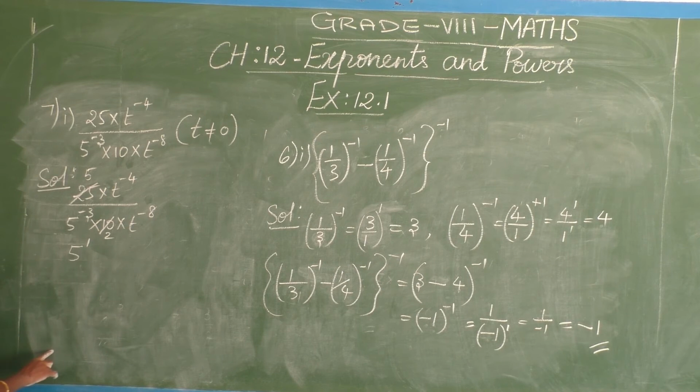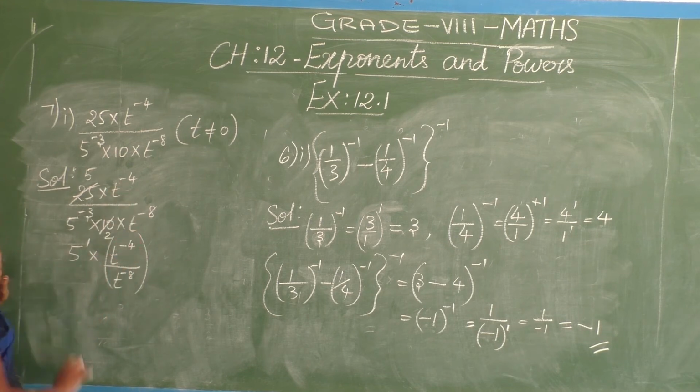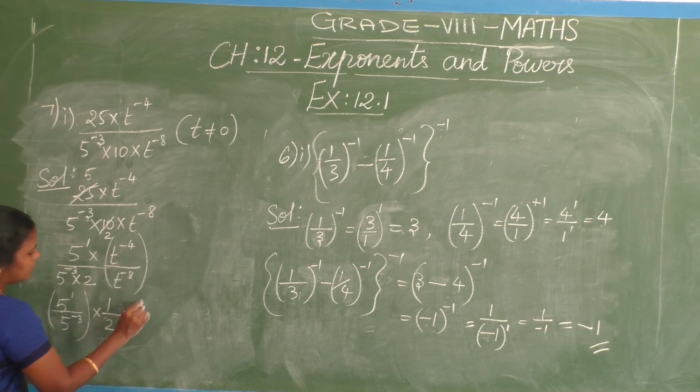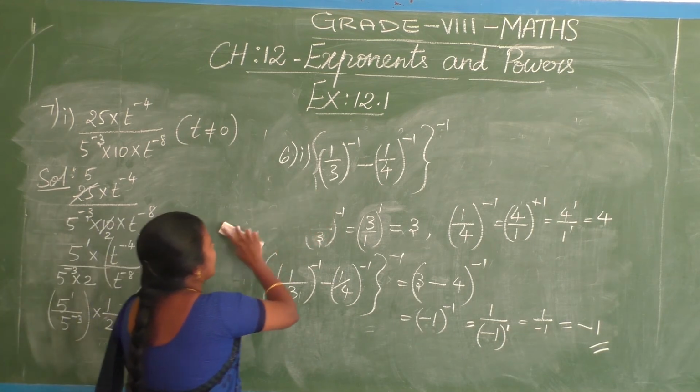This 5 can be written as 5^+1, into this, the t terms can be taken together: t^-4 divided by t^-8. The bases are the same in division. Okay, come to here, which I left, that is number 2. Here 5^-3 into 2 is coming. Clear? Now 5, 2 only has no pair here, so leave it. But this 5 can be written in this way, no? So we can write 5^1 by 5^-3, having the same bases, into 1 by 2, into t^-4 by t^-8. I have grouped the bases; the same bases I have combined.